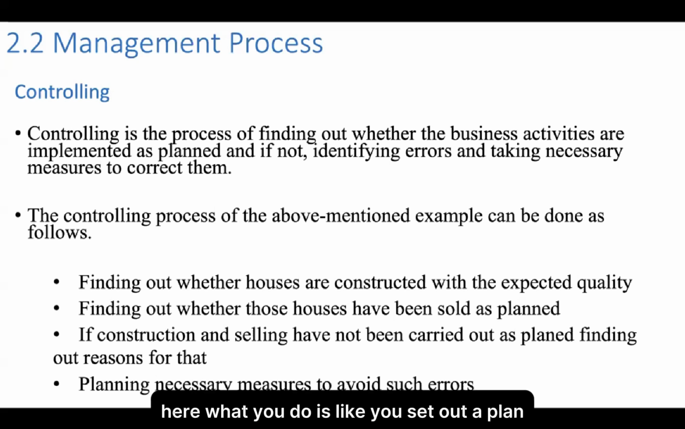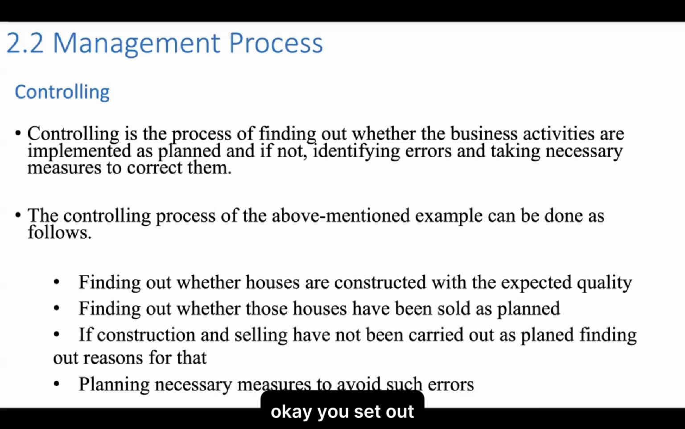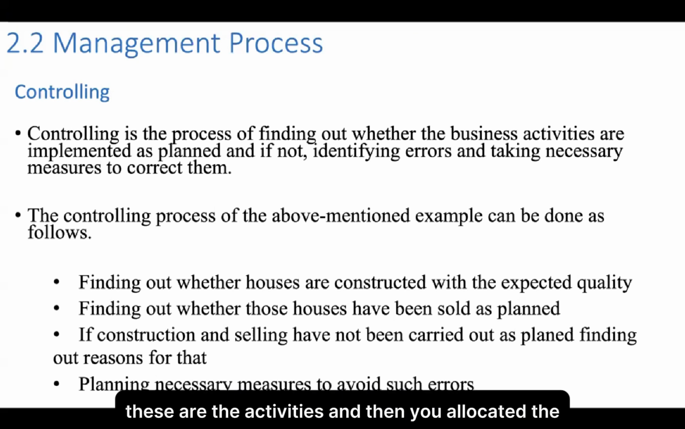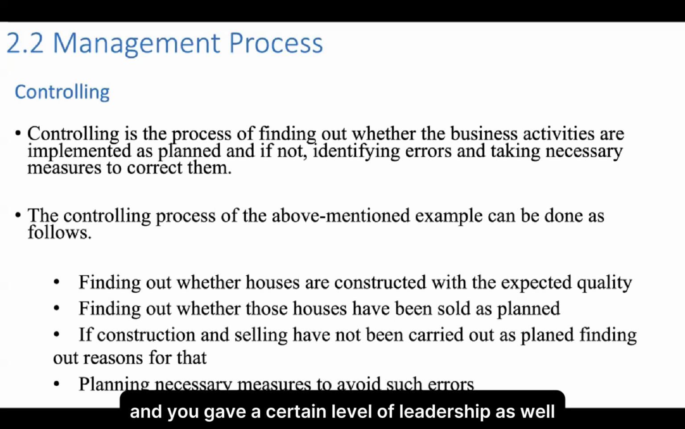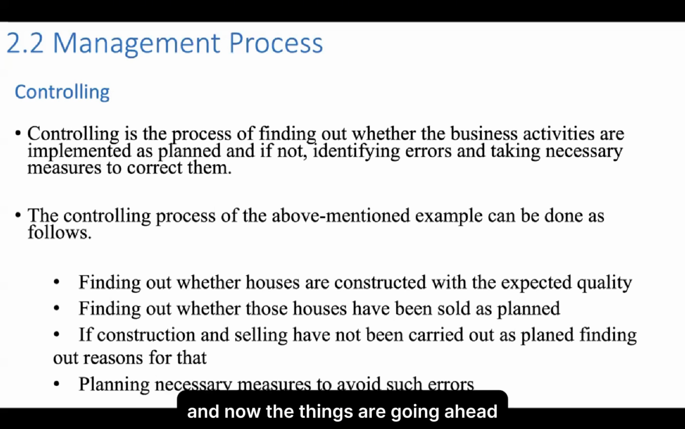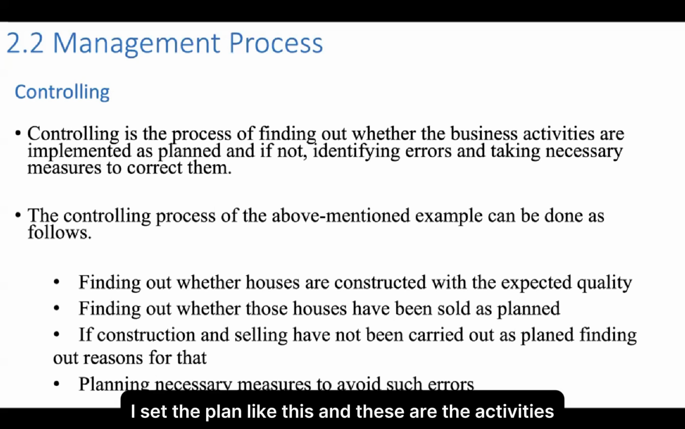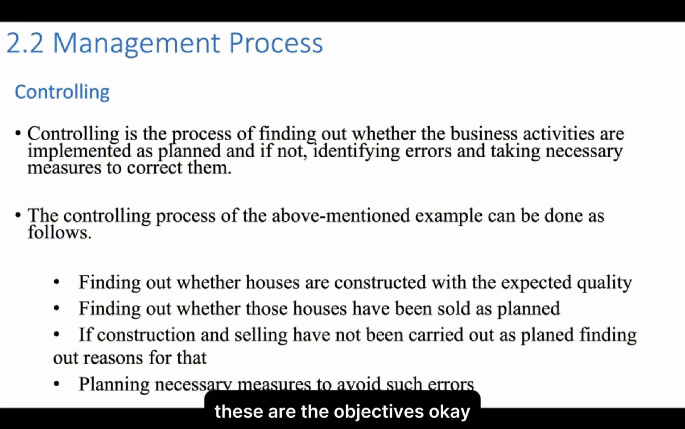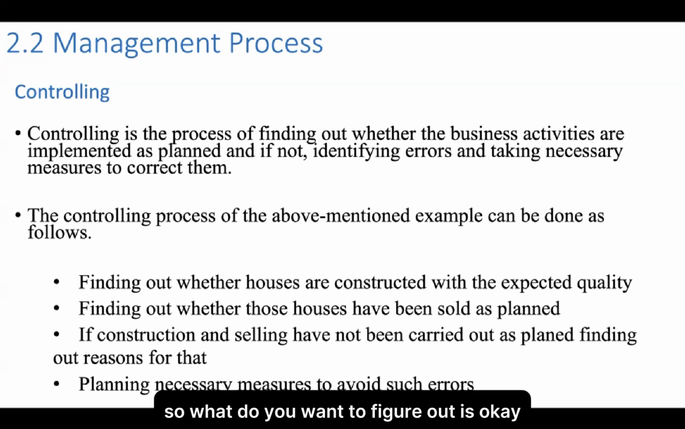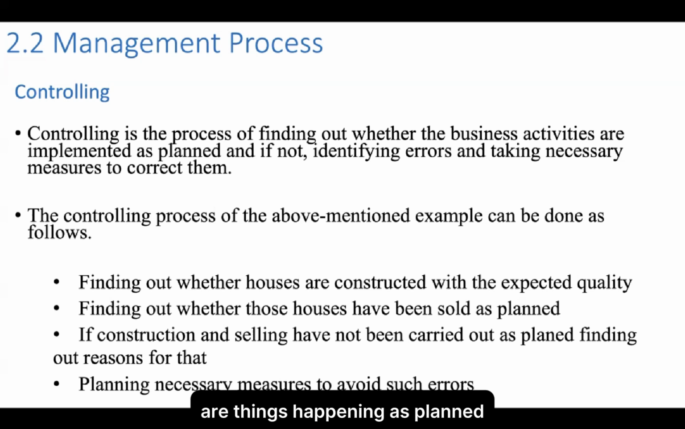Here, you set out a plan, these are the activities, and then you allocated the resources, and you gave a certain level of leadership as well. And now the things are going ahead. Now you are looking at the process and you think, I set the plan like this, these are the activities, these are the objectives, this is what I wanted to do. And now the process is flowing. So what you want to figure out is, are things happening as planned, or is something else happening?